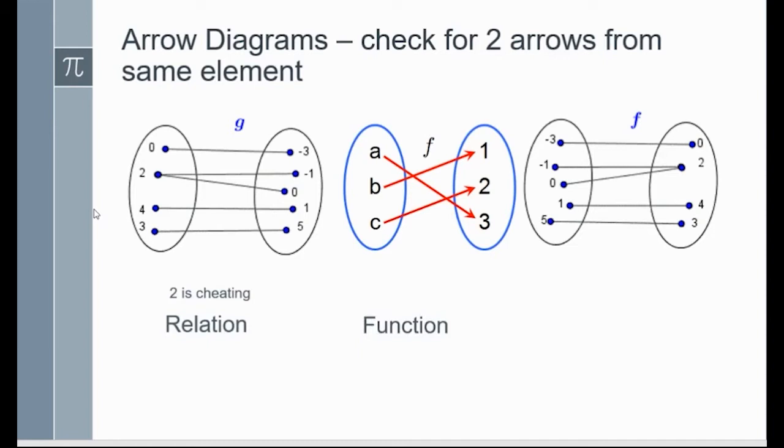And the third one, we can see that there's 2 arrows going into the same number, but it doesn't matter about set 2. What we see is that in set 1, there's 5 different elements. Each one has a single arrow coming out of it. Therefore, it's a function. It only matters if set 1 is cheating.